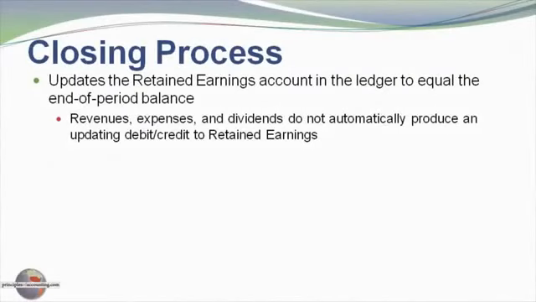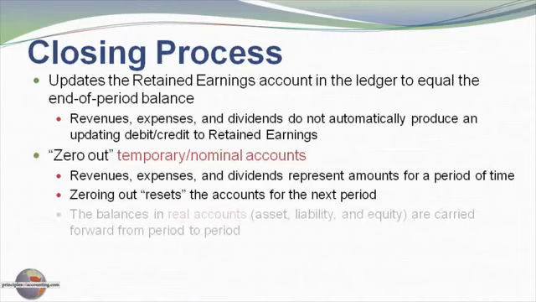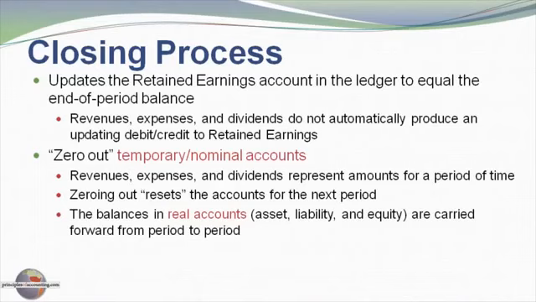So I say on the slide that we need to update the retained earnings account in the general ledger to equal the end of period balance. We do that by periodically closing our revenue and expense and dividend accounts. That is, we zero those out. The revenue and expense and dividend accounts are called temporary or nominal accounts, in contrast to the balance sheet accounts that are referred to as real accounts.